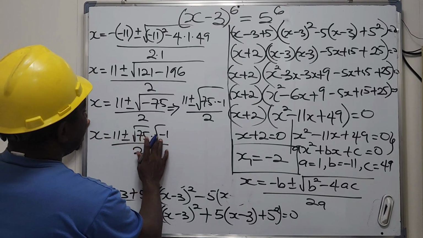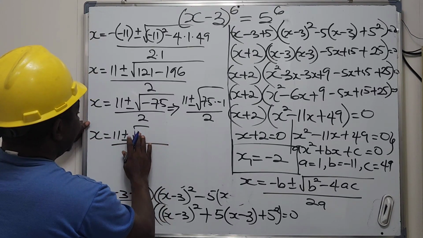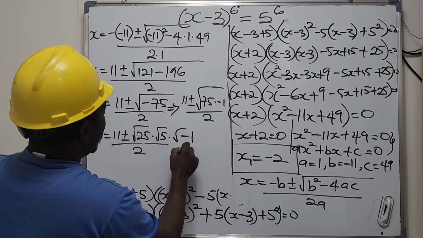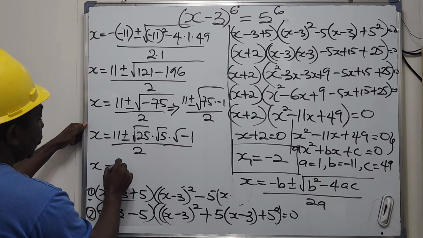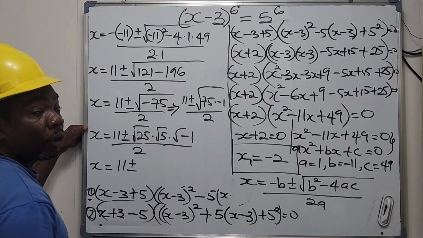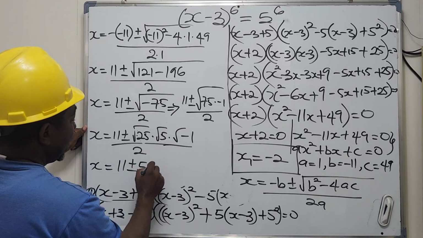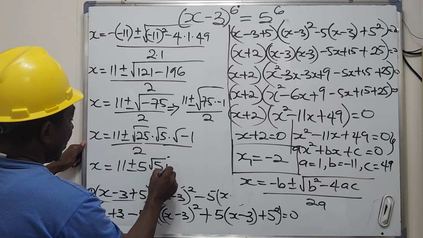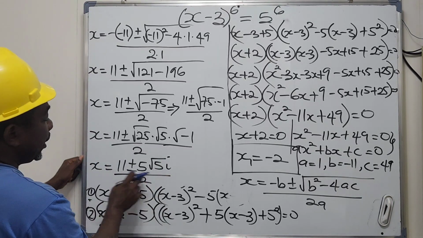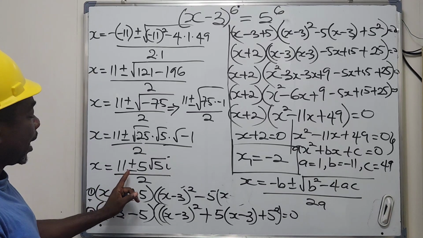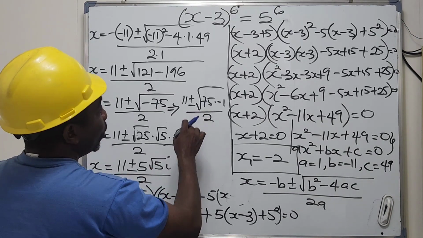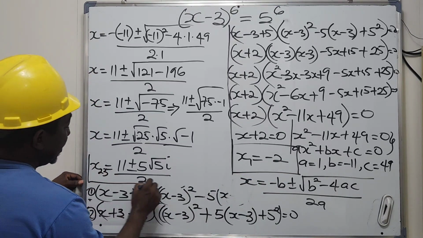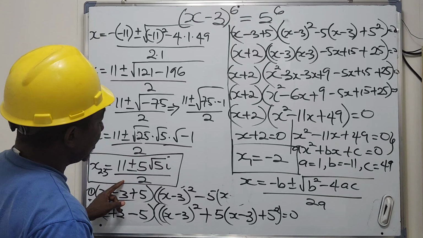So 75 is the same thing as writing 25 times 3. We have here square root of 25 times square root of 3 times square root of minus 1. So this becomes x equals to 11 plus or minus square root of 25 is 5. So we are now left with root 3. Then square root of minus 1 is iota, which is i, all over 2. So this is the solution of x that we have. And we have two solutions here. We had the first one where we have x1 as minus 2, this one will be x2 and x3. So this is the second set of solutions of x that we have.